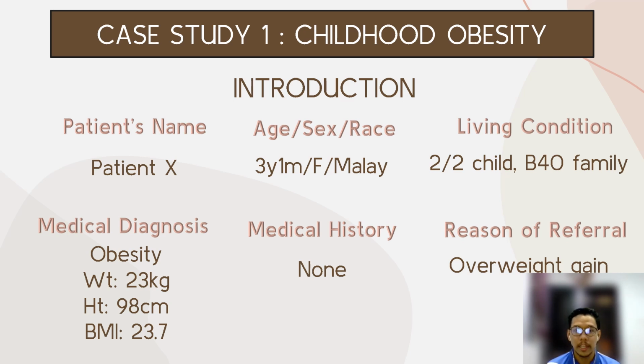For the first case study, which is childhood obesity, the introduction for the patient: patient's name, patient X, the age, sex, race, which is 3 years 1 month, female and Malay. For the living condition, she is second out of 2 children and in a B40 family. The medical diagnosis was obesity with weight 23 kilograms, height 98 centimeters, and BMI 23.7. For the medical history, there is no medical history, and the reason of referral is because of overweight gain.